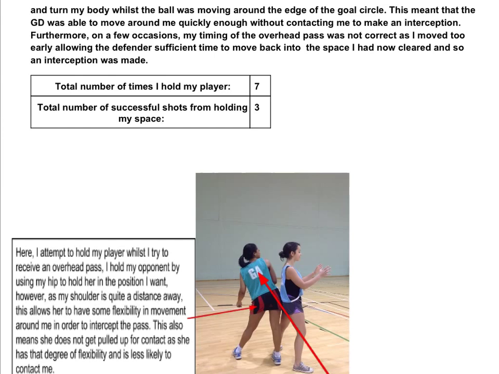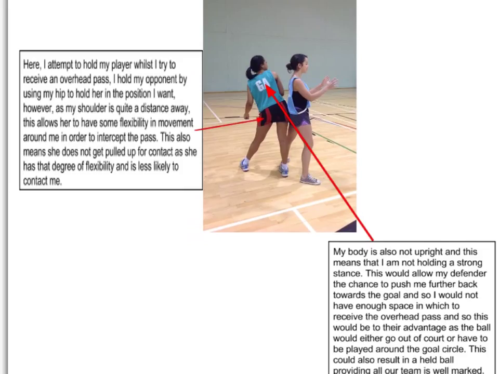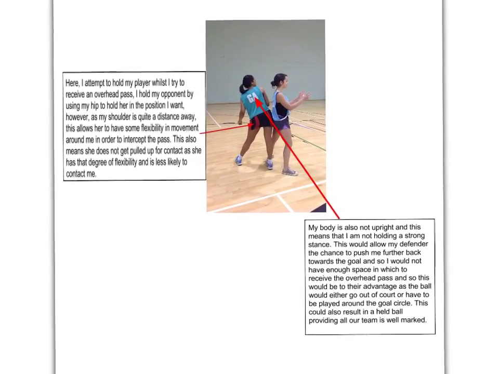So you can see that this candidate has put some stats in from that match. How many times did I hold them? How many successful shots did I have from holding that space? And obviously this will be then compared to the elite performer. So you can see again a slightly different way of doing the photographs.